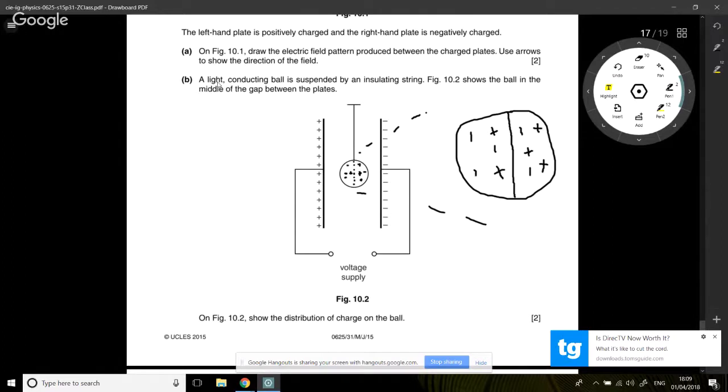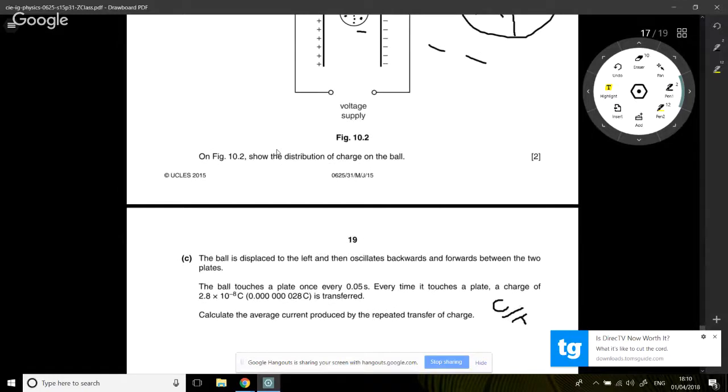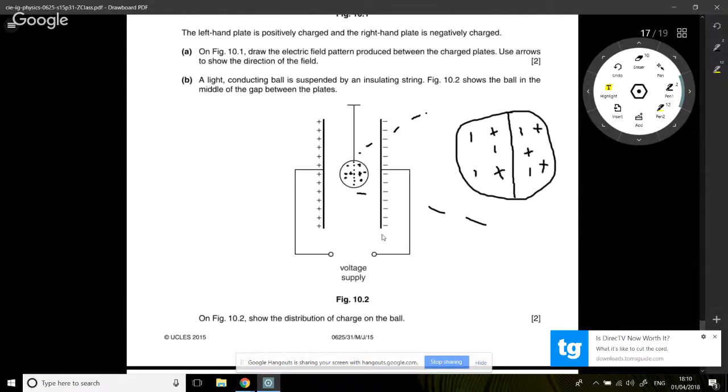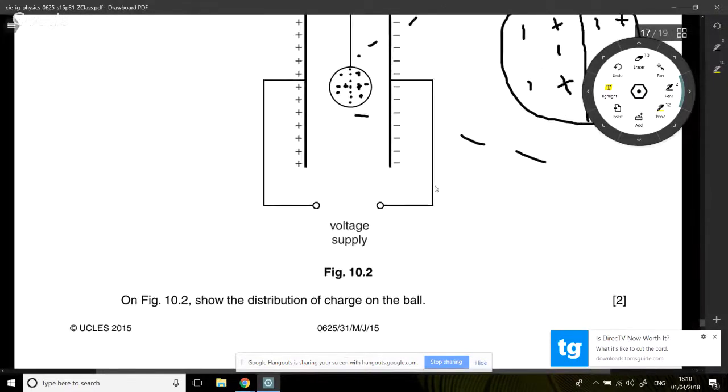So we've got, and then it says a light conducting ball is suspended by an insulating string. Figure 10 shows the ball in the middle of the gap between the two plates. Show the distribution of the charge in the ball. I've blown it up a little bit because it's a bit hard to annotate at that size.